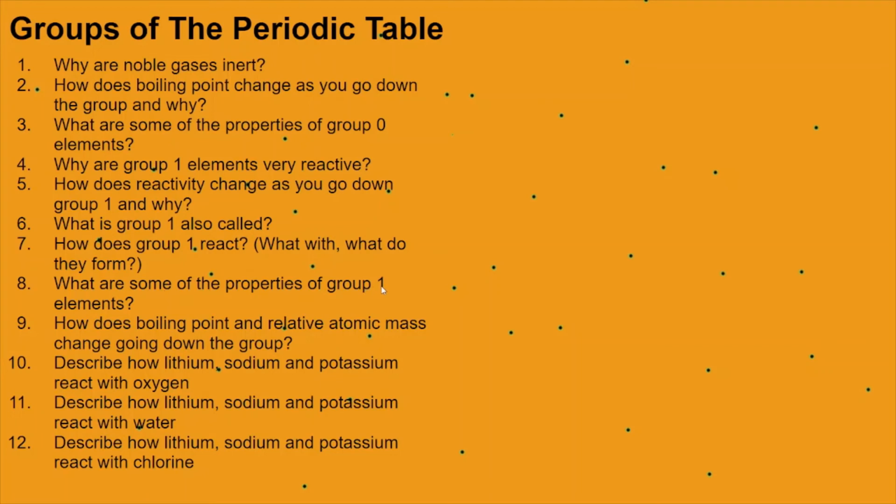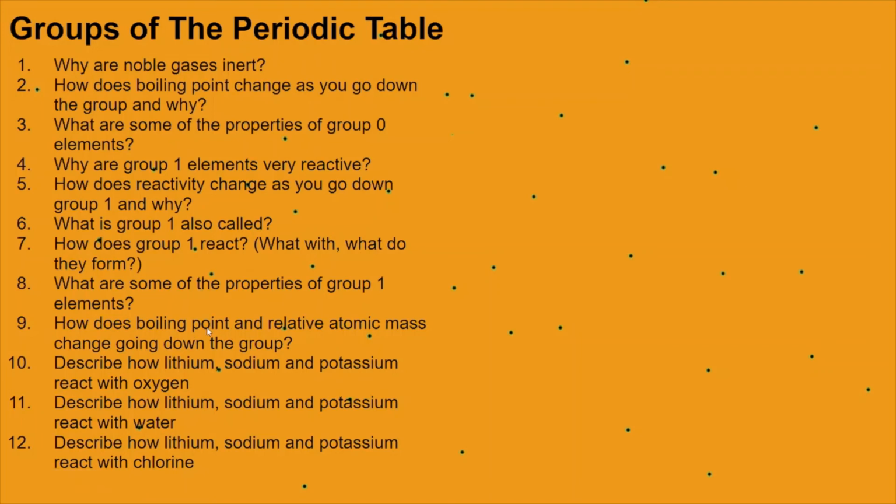Group 1 elements, very reactive. Their boiling and melting points are kind of in the middle. It's not low because you find them as solids, but it's not high compared to the transition metals. It's around 100. Some of their melting points, it's kind of in the middle.